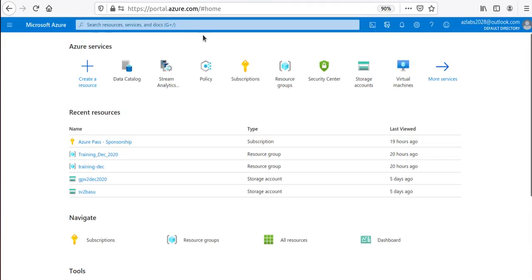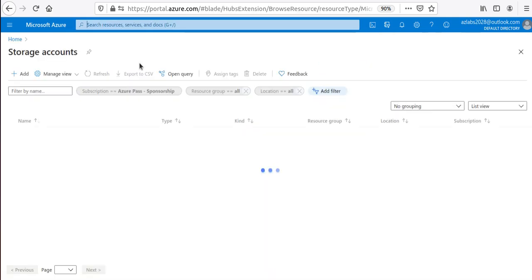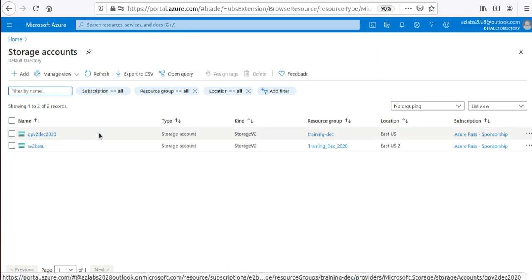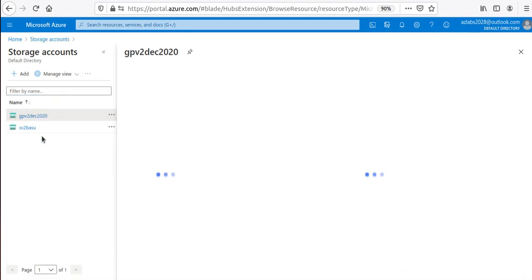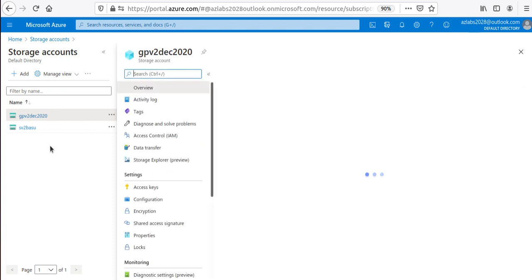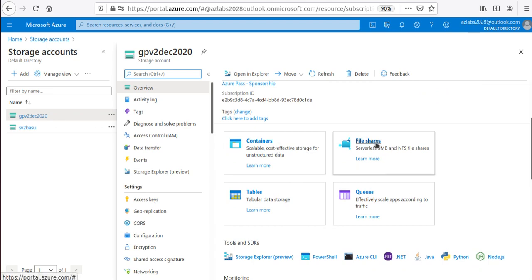So if you just come to the Azure environment and search for storage accounts, you can come to the storage account. And these days, storage v2 is the most common. I have two deployed over here. Let's just use one of them. If I go in, you see that it has support for containers, files, tables, and queues.